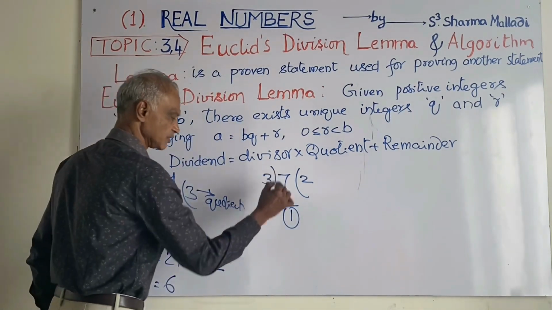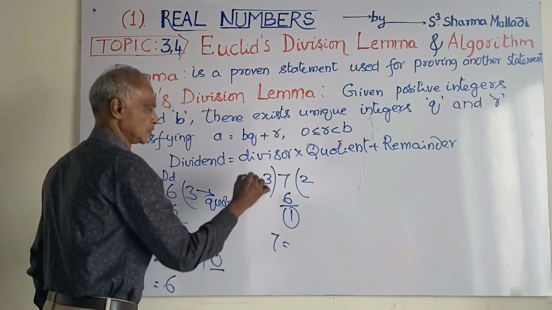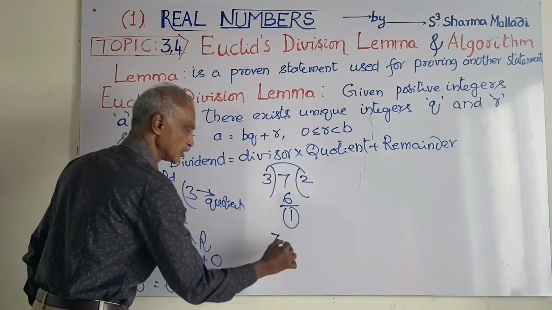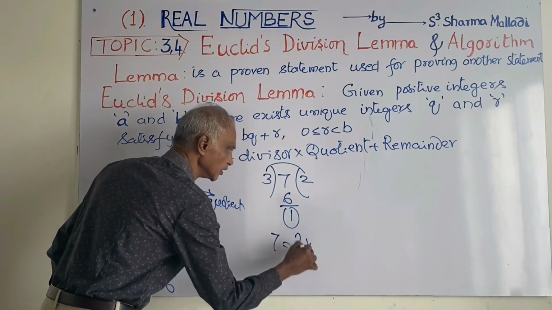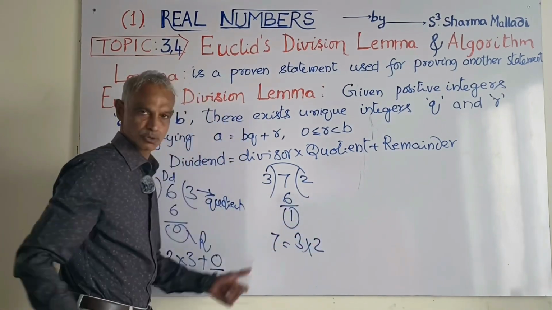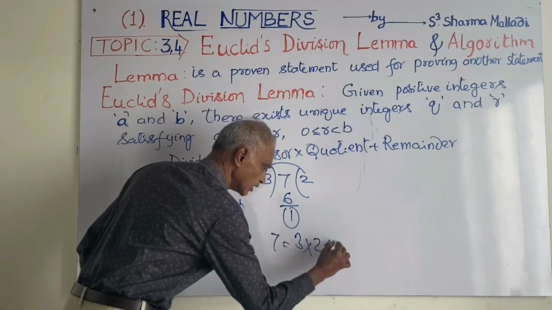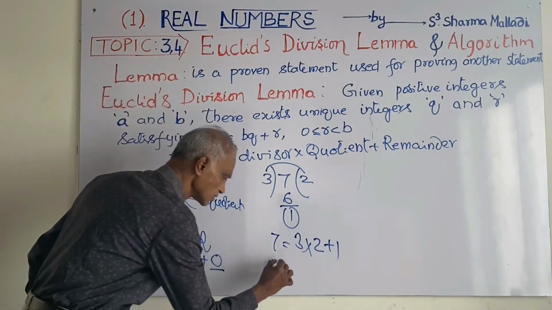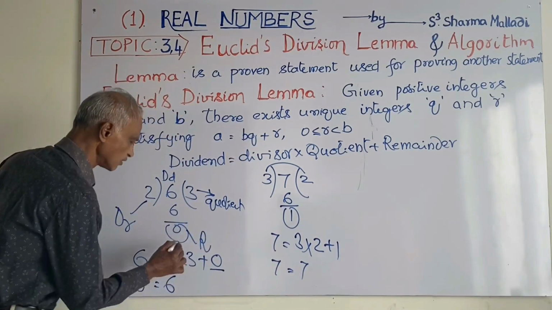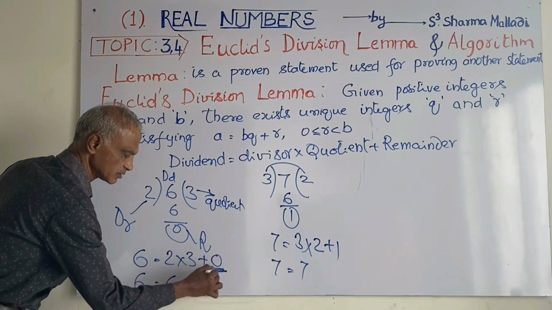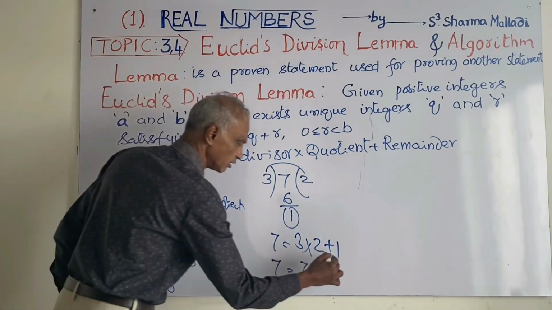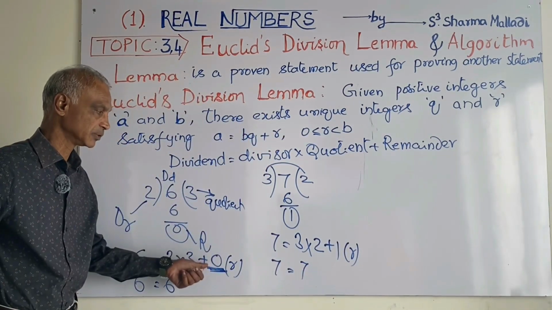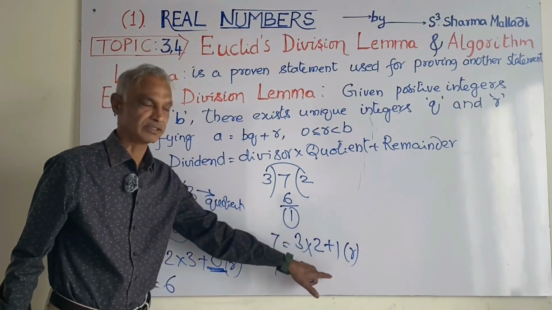See, dividend is equal to 7. How are you getting it? Divisor into quotient plus remainder. What is the divisor here? 3, into quotient 2, and remainder is 1. 3 2s are 6, 6 plus 1 is 7. 7 is equal to 7. You observe the remainders here. This is the remainder r and also this is the remainder r. Here remainder is 0 and here remainder is 1.